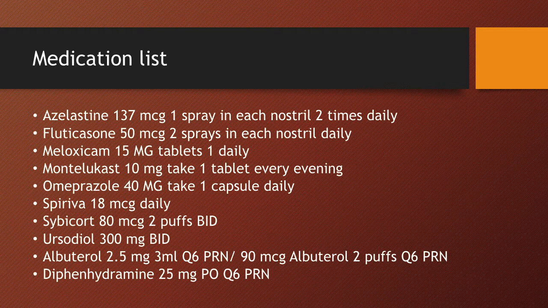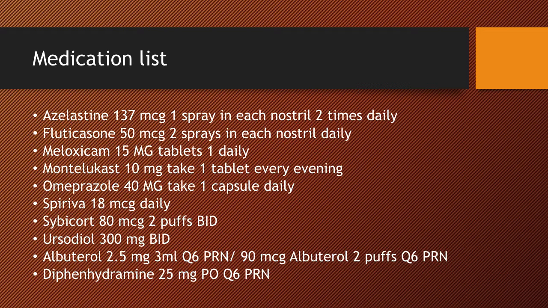Fluticasone. Fluticasone is an anti-inflammatory agent also. And you can see that it's 50 micrograms, 2 sprays in each nostril daily. So she gets a lot of sprays in the nose. Like I said, it's an anti-inflammatory agent and is an extremely potent vasoconstrictor and anti-inflammatory agent. So that's what it is.